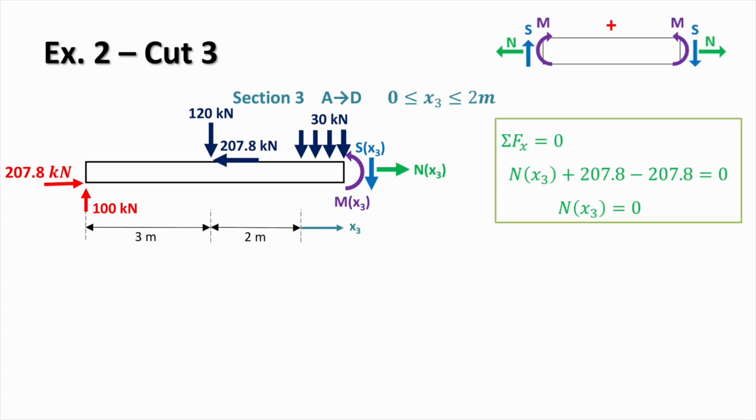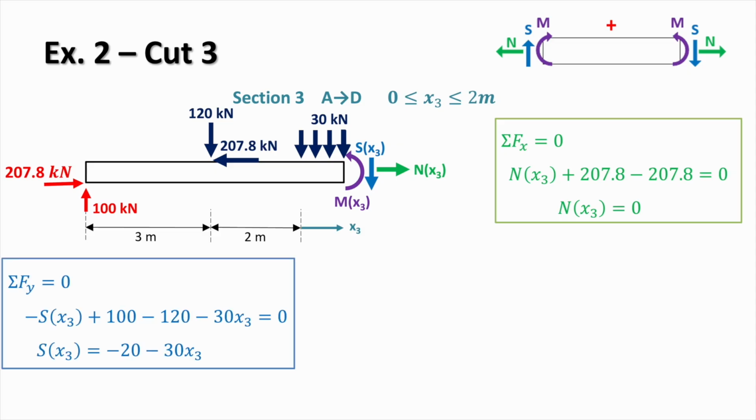So starting off with a sum of forces in x, which gives us the axial force, we can see here that really nothing has changed. We've added 207.8, taken away 207.8 once we passed the inclined load, so we end up with an axial force in this region of 0.